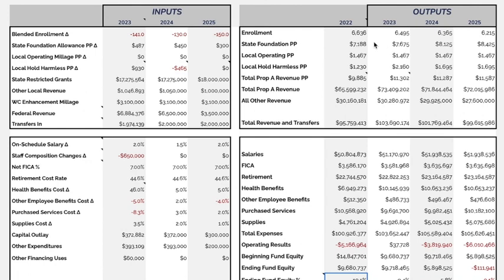So let's continue to stay on the right side in the outputs area. And we know we already have a 2023 budget. It's what we're operating from right now, and the numbers here tie off to the amended budget, the one that was passed a couple of months ago. So it was the second iteration of the 22-23 budget, which is the year we are in now.